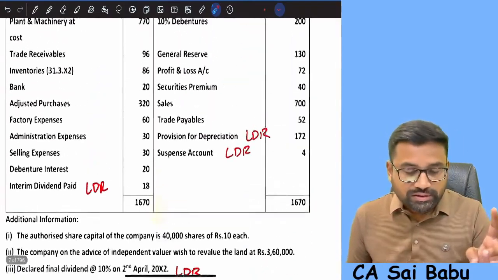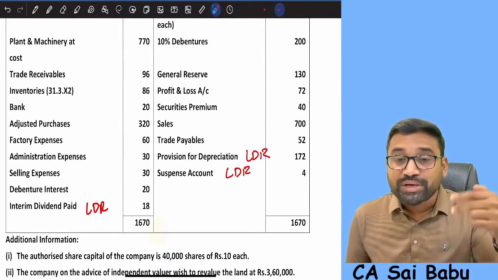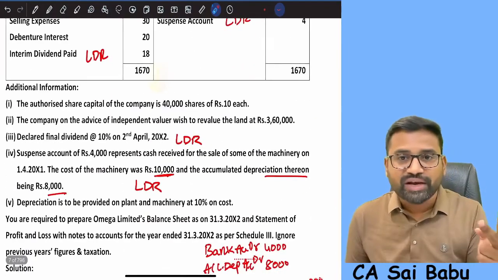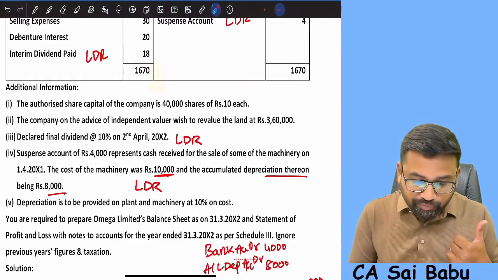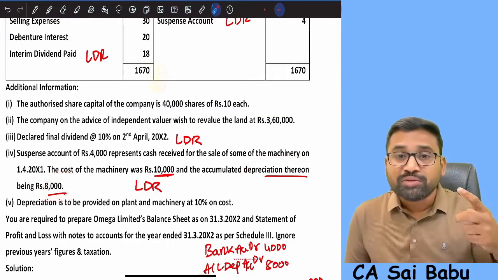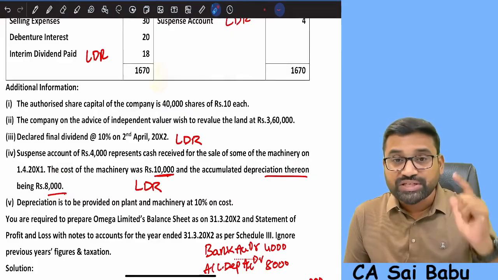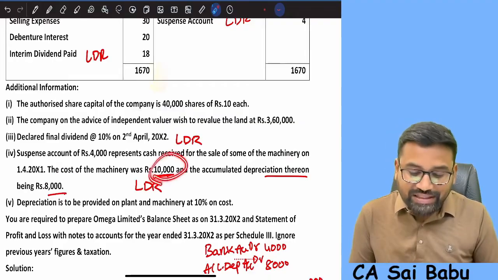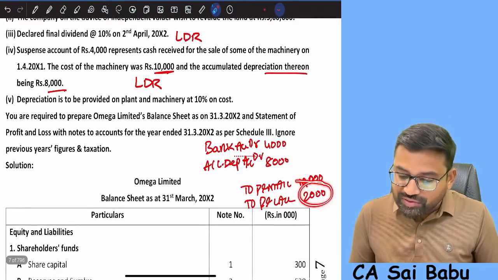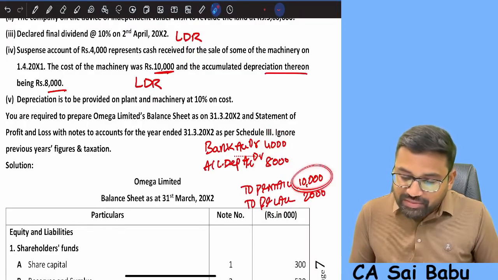Now, whenever the cost of the asset and provision for depreciation are given separately, sir, the adjustment will also be done separately for the cost as well as provision for depreciation. Now, in this case, what is the entry the company will write? Cash or bank account debit 4,000, accumulated depreciation or provision for depreciation account 8,000. Because whenever an asset is sold, the corresponding depreciation against it is also cancelled. So provision for depreciation account debit 8,000, to plant and machinery 10,000, to P&L account, that is profit on sale of machinery 2,000. So here the profit is 2,000 which will be transferred to P&L account. Bank account 4,000, accumulated depreciation cancelled 8,000, plant and machinery 10,000.